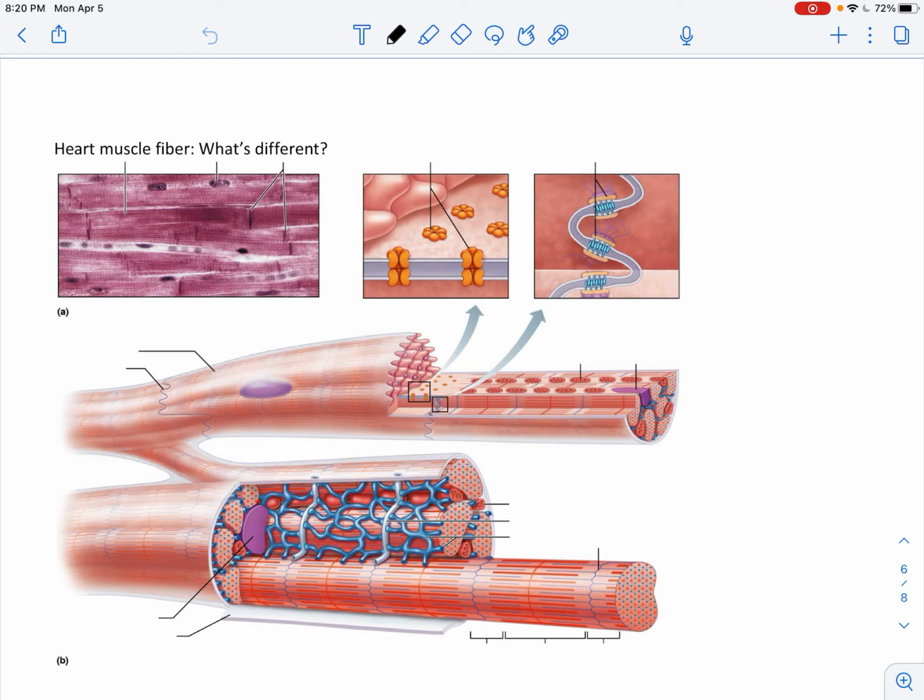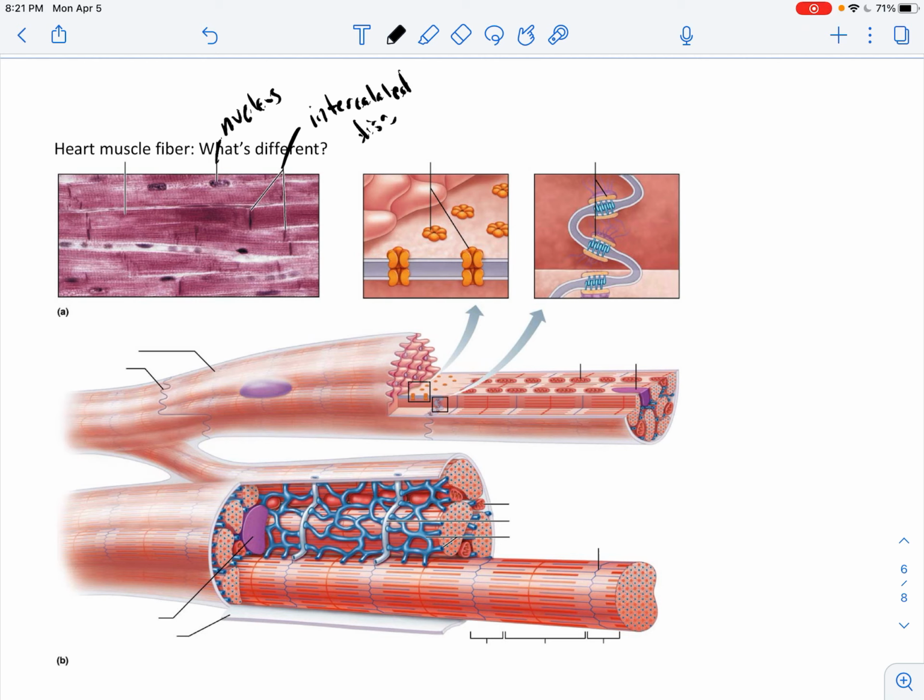But looking at how heart muscle fibers individually are very different from other types of muscle fibers. We've already looked at them a little bit, but we're going to look at some of the bigger differences that make heart muscle so unique. And we're going to go through and label some of these. This is the nucleus. This is something called an intercalated disc.